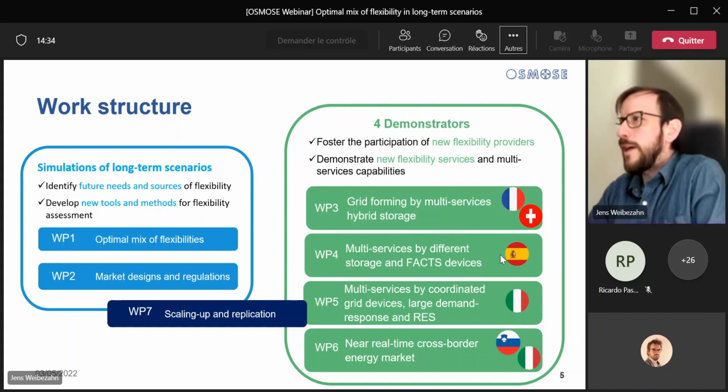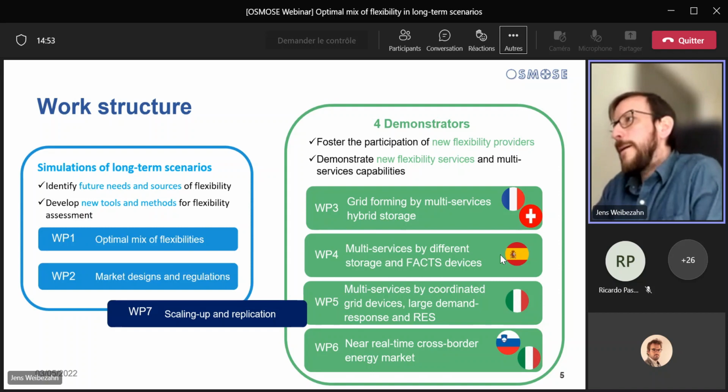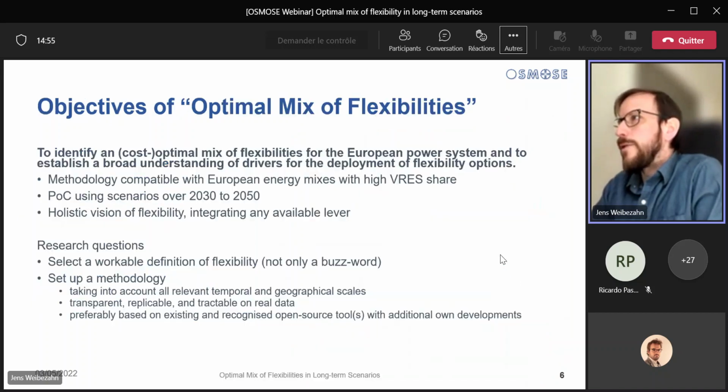And then we have the 4 demonstrators looking at grid forming solutions, at different multi-service solutions, and near real-time cross-border energy markets. And the webinars on these demonstrators already ran earlier, but on the OSMOSE website, you can find a lot more information on those, including some videos showing the details on the demonstrators.